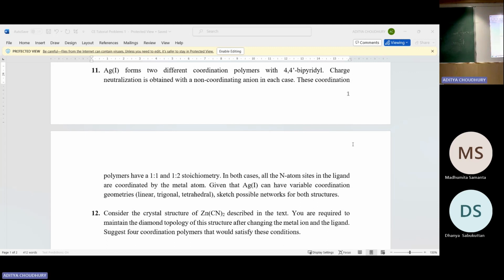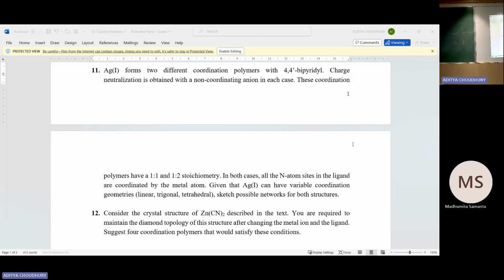The ratio will be different. It will not be 1:1 actually, it's 0.5. Sharing three, that means half each. For a 1:2 ratio, a tree shape like a ladder type, it's 1:2. Ladder type, there are two linear ones joined by one BPY.